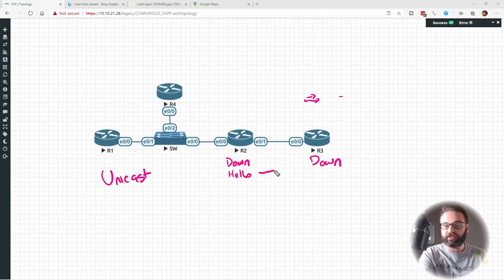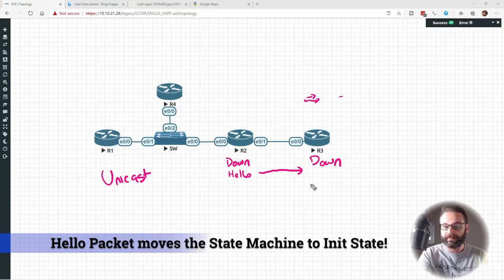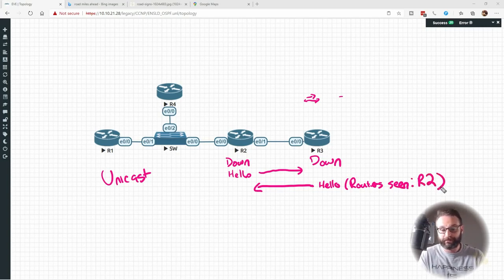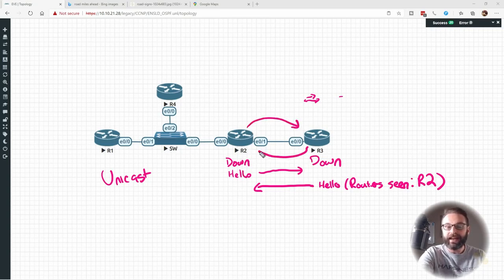A hello packet gets sent from router 2 towards router 3, who receives the hello packet. Router 3 sends a hello packet back, but a very important characteristic of this hello packet is it contains routers seen. It would say, I've seen router 2 on the specific interface. When router 2 receives this packet, it knows that it has sent a hello packet and it has reliably received itself back, meaning it knows that R3 has seen me, and it's time to start initializing our database exchange.